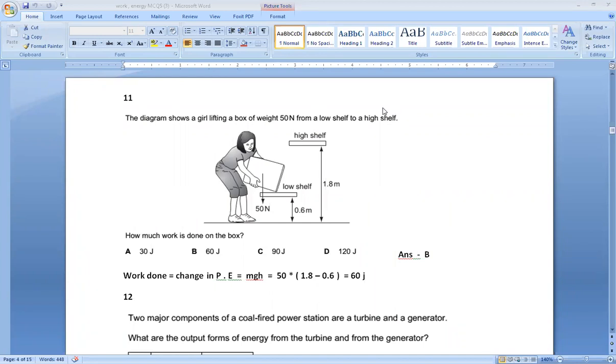Work done on the box will be equal to mgh, because it is lifted upward, and I have told you before, while you are lifting something, then work done is equal to potential energy, that is mgh. So mg is 50 and height is 1.2. So 50 into 1.2 gives you 60 joules. So my option is B.